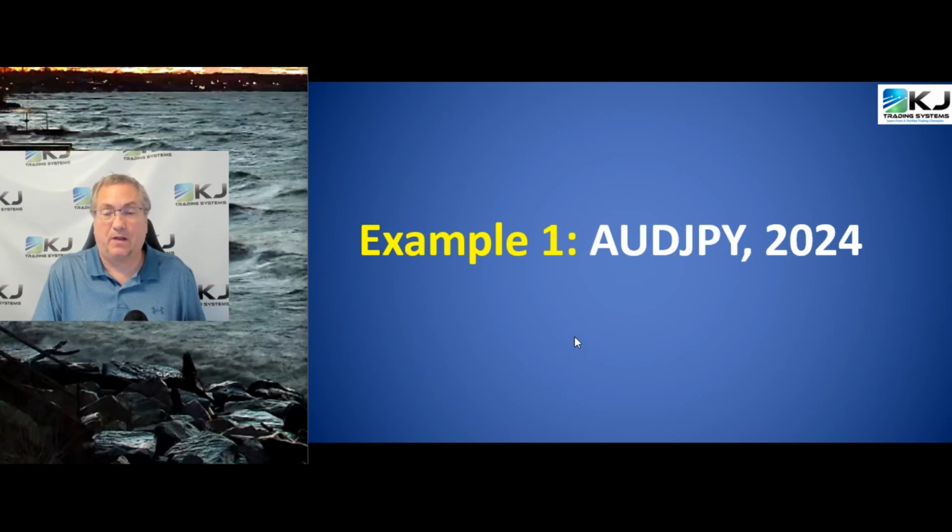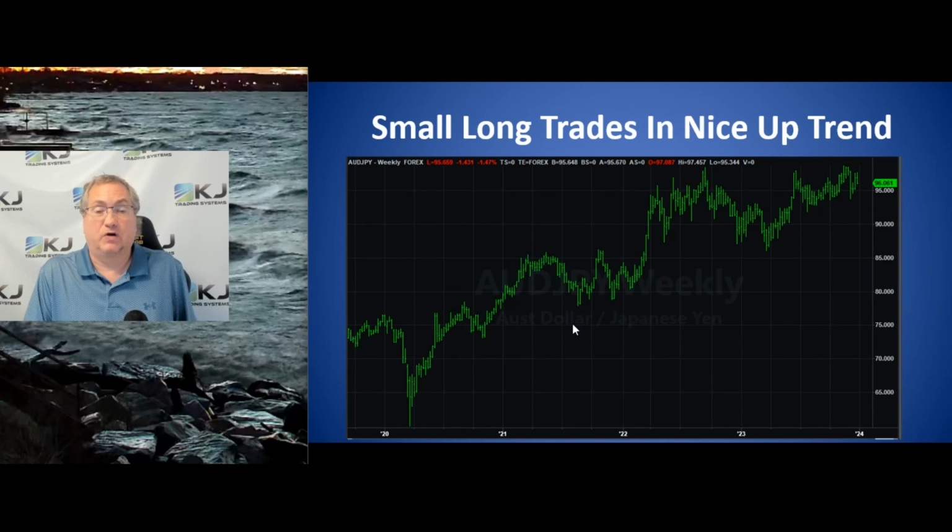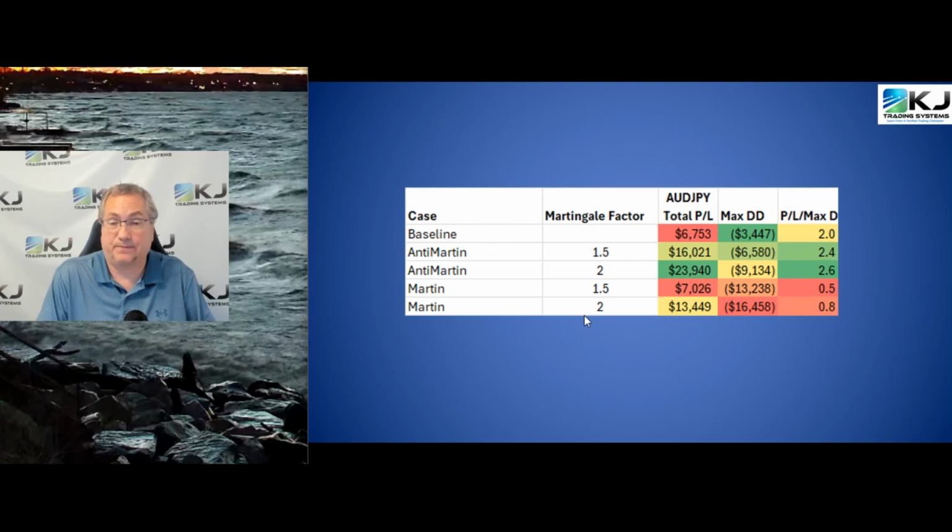My first example is July of 2024, the Australian dollar, Japanese yen. Most people were doing this yen carry trade where they were doing small, long trades for the past few years. Nice uptrend until the market collapsed, and a lot of people got blown out with the Martingale approach.